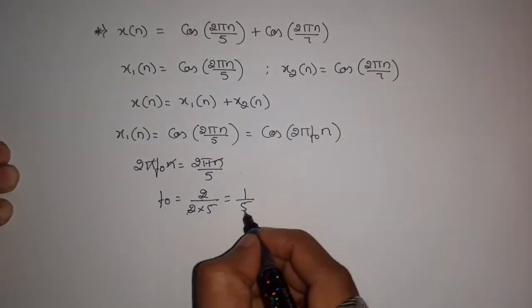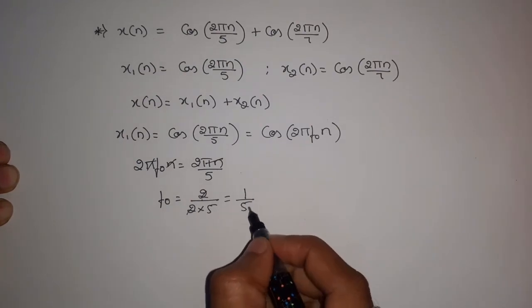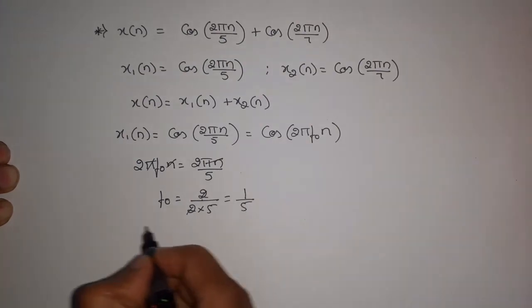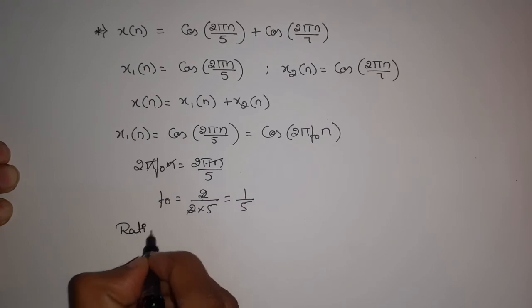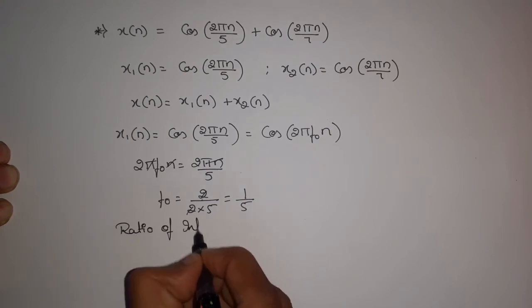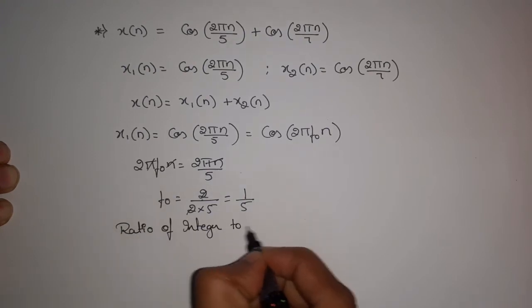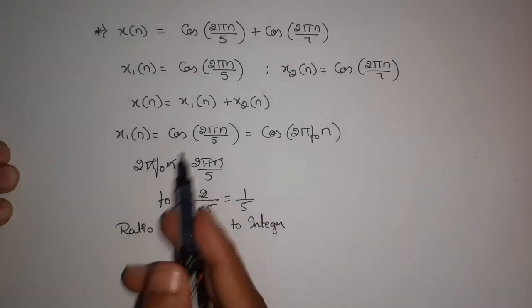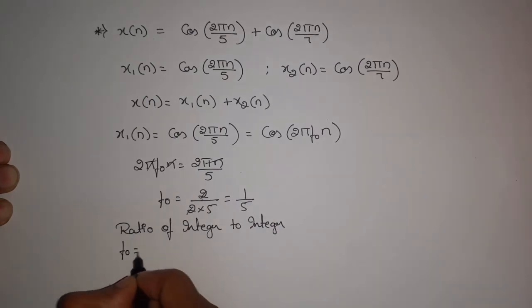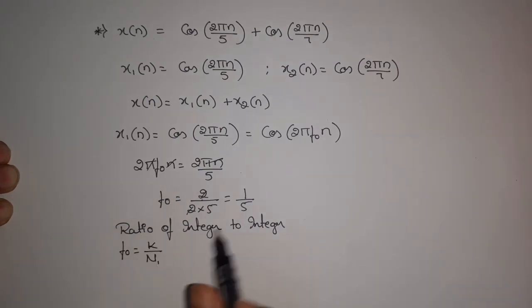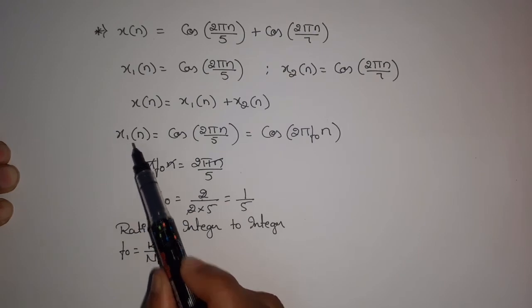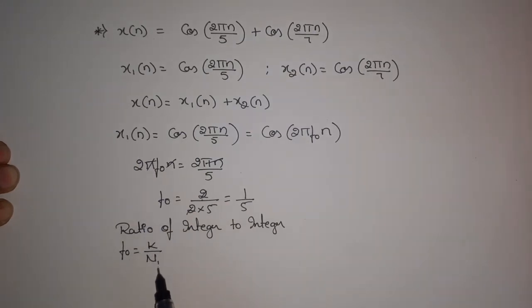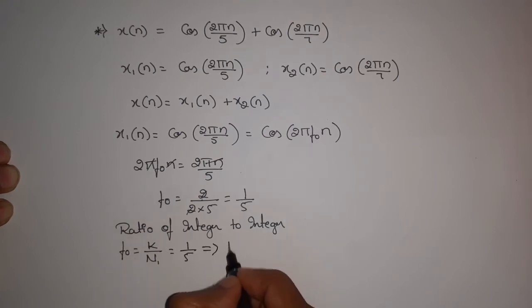Since f naught is equal to 1 by 5, which is the ratio of integer to integer, the signal is periodic with fundamental period given by f naught is equal to k divided by n1. Since it is with respect to x1 of n, we are marking it as f naught is equal to k by n1, which is nothing but 1 by 5, which means n1 is equal to 5.